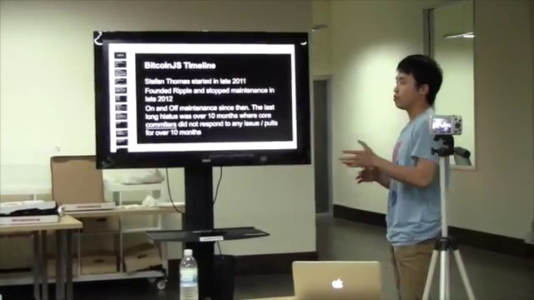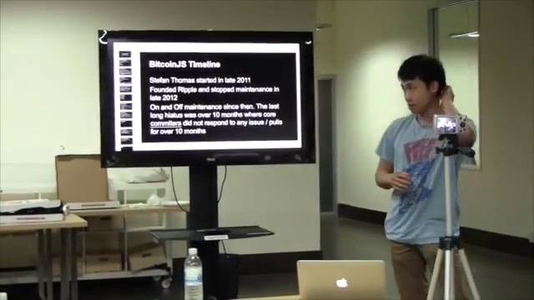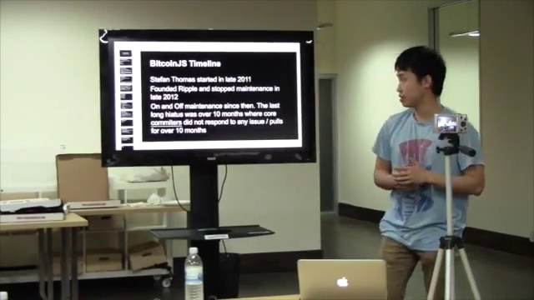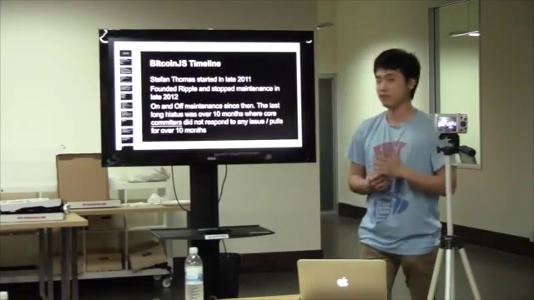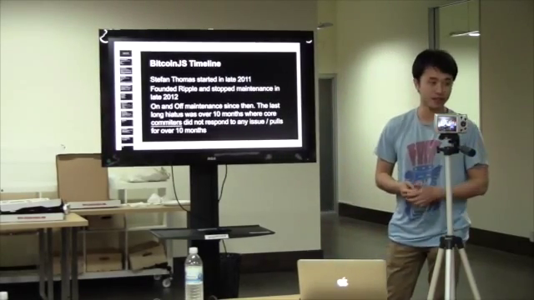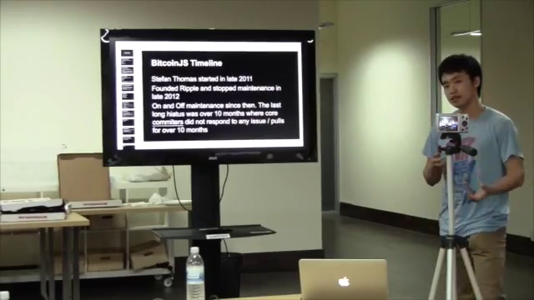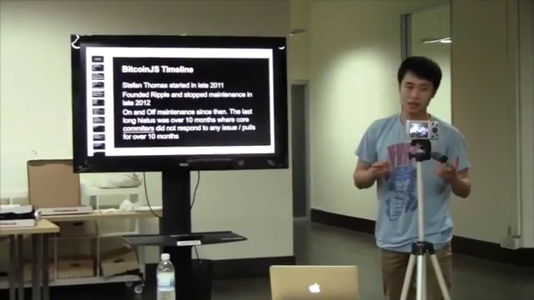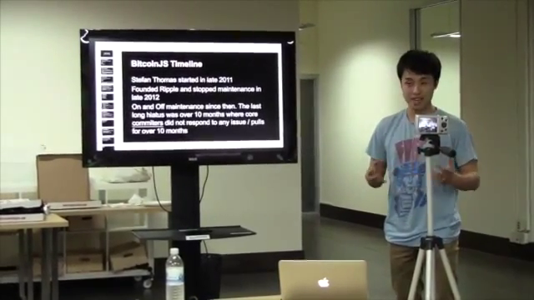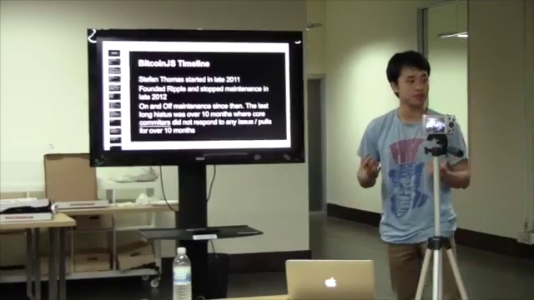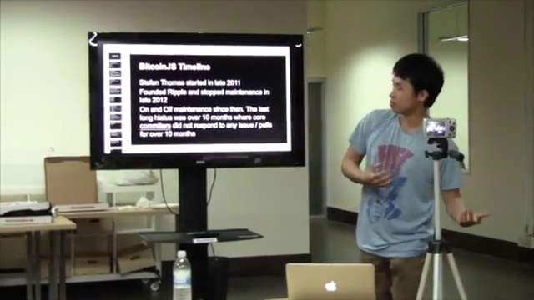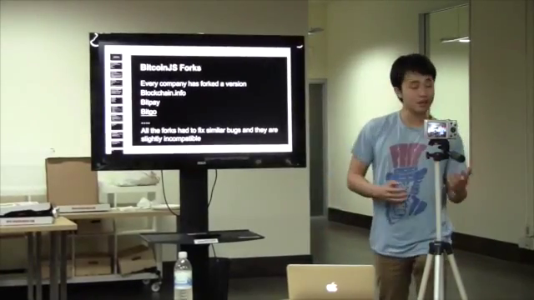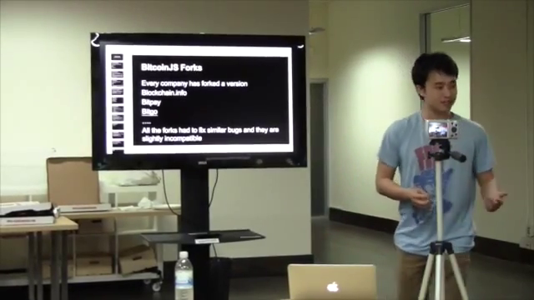And a little bit more about the timeline. Stefan Thomas, who's the co-founder and CEO of Ripple, started working on BitcoinJS in late 2011, and then he founded Ripple, and then he stopped working on BitcoinJS in late 2012. And since then, there's been a couple of maintainers, and the maintenance has been on and off. And the last hiatus on BitcoinJS was over 10 months, where they just didn't listen to any issues or respond to any pull requests.